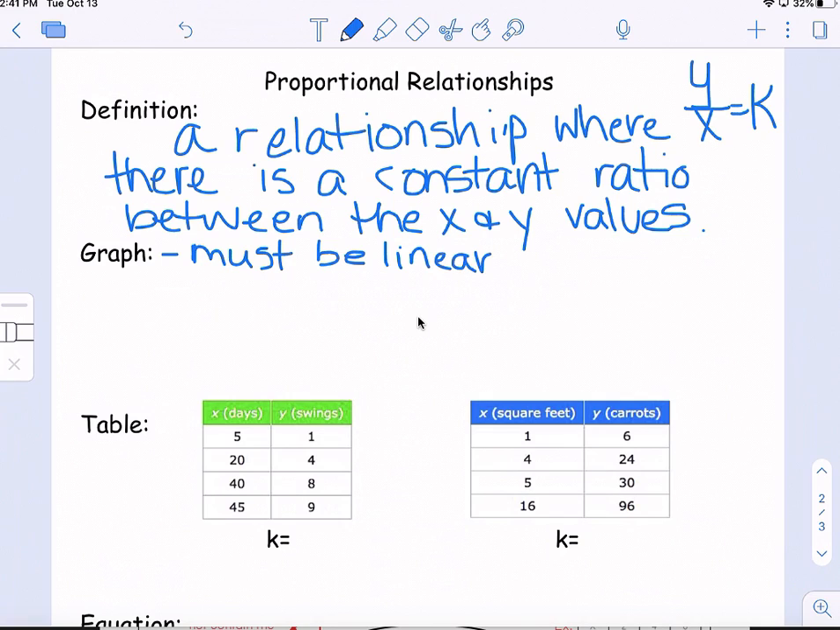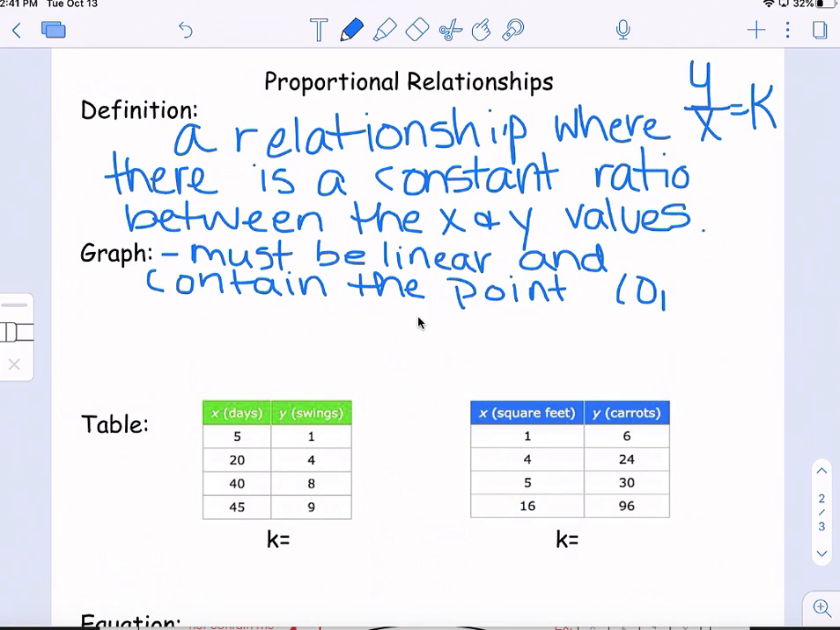and contain or include the point 0, 0. Or you've heard us say it has to go through the origin. So it has to be a straight line that goes through the origin. So if I was looking at a graph, it has to start at the origin and be a straight line.